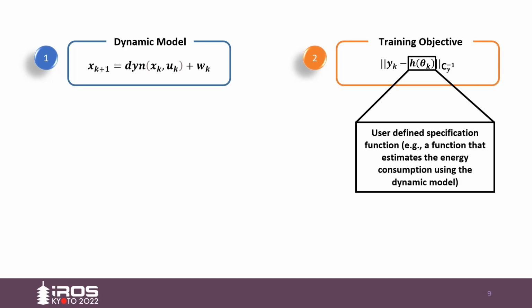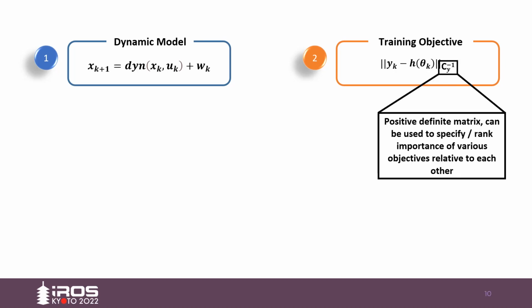For example, the function may estimate the energy consumption of the system using a model of swinging the leg and must be affected by the user-defined parameter theta, such as the step height of the swing trajectory. C is a positive definite matrix which can be used to specify or rank the importance of various objectives. For example, prioritizing minimizing energy consumption over following a specified reference trajectory.